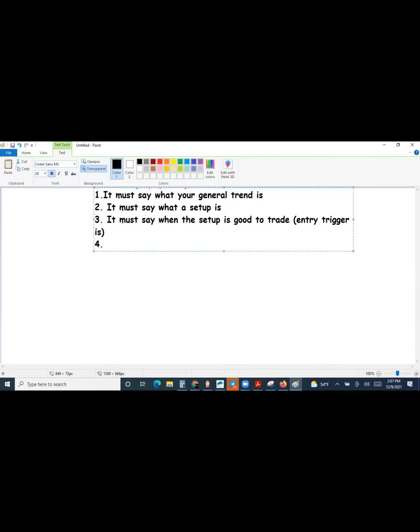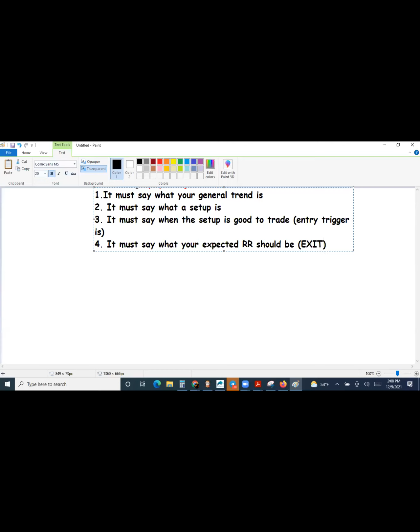Number 4, it must say what your expected RRR should be. So in essence, I'm talking about exits. If you take a trade and then when it hits TP1, it's pulling back, you just quickly break even and get out, you might break even on a trade that will go for 10R. Unfortunately, you don't know when it's going to go for 10R, and you don't know when it's going to stop at 2R. So you must have a fixed way of looking at the market, right?